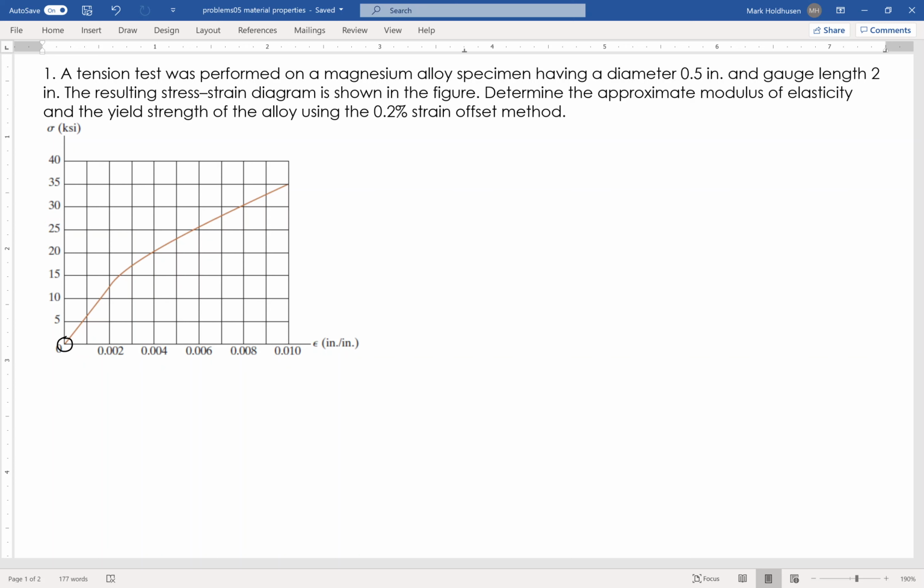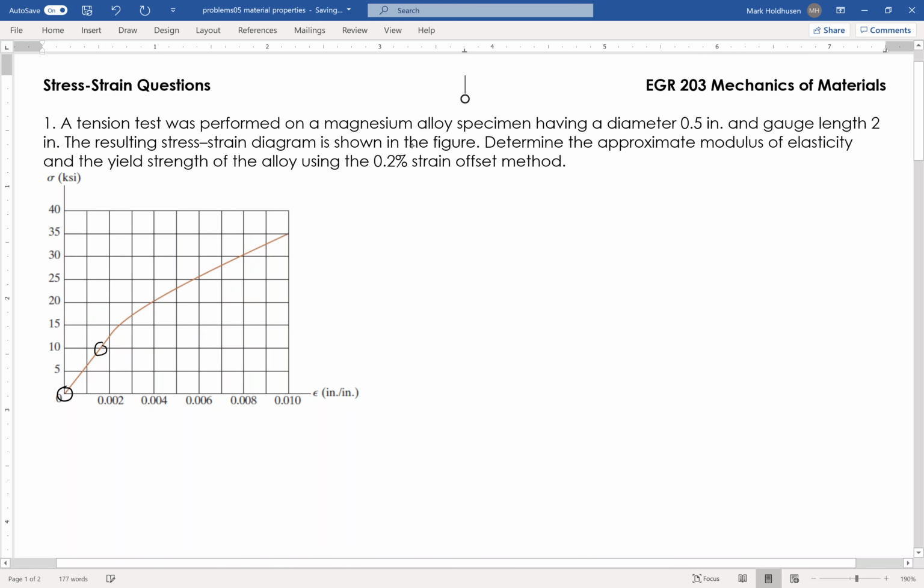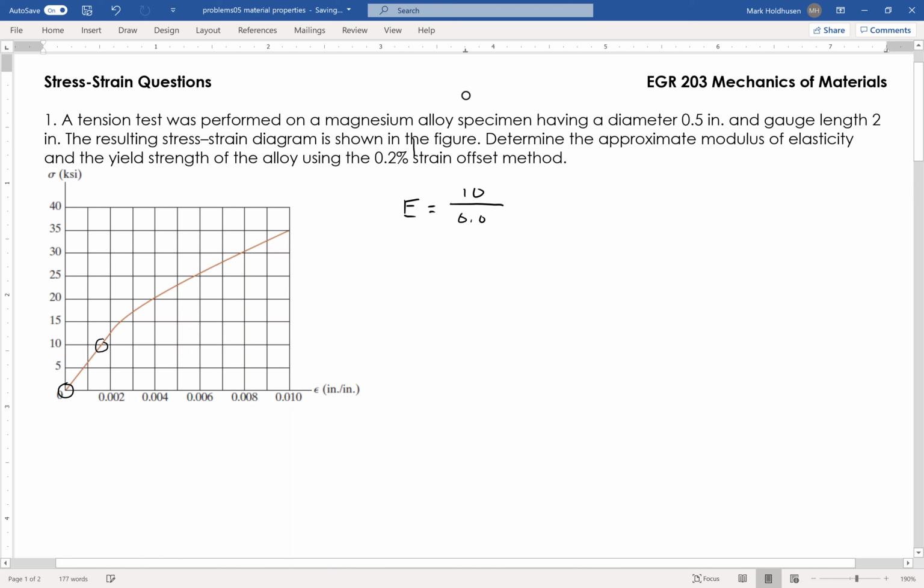So I'm just going to choose another point to find the rise over the run, and I'm going to choose this point right here, which is at 10 KSI, okay? So my modulus of elasticity here is then going to be 10 KSI over, that's the rise. The run on this one is approximately 0.001. It looks about 6 in there. And you're approximating this, not going to be exact without having exact data, okay? But that is essentially the slope of that line, that rise over run line.